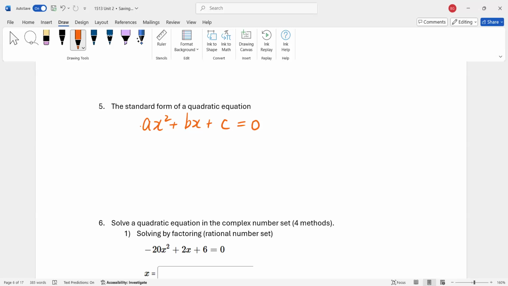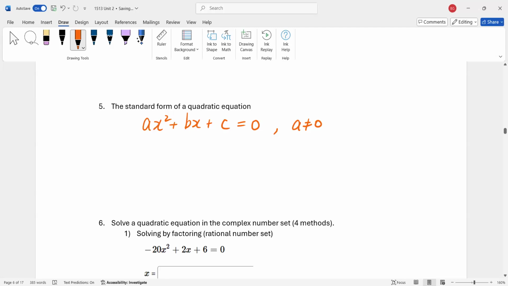Okay, A, B, C are real numbers. A here is the coefficient of x squared. B here is the coefficient of x. C here is the constant term, a constant, equals 0. In the standard form of a quadratic equation, the right side of the equation is always 0. We require A to be non-zero. A cannot be 0, because if A equals 0, we do not have this term anymore. Then the equation is not quadratic anymore.